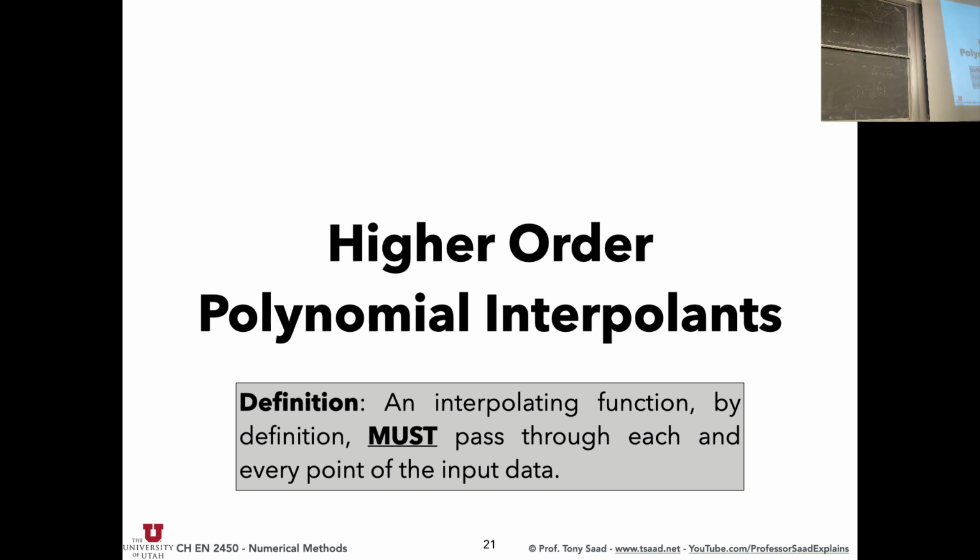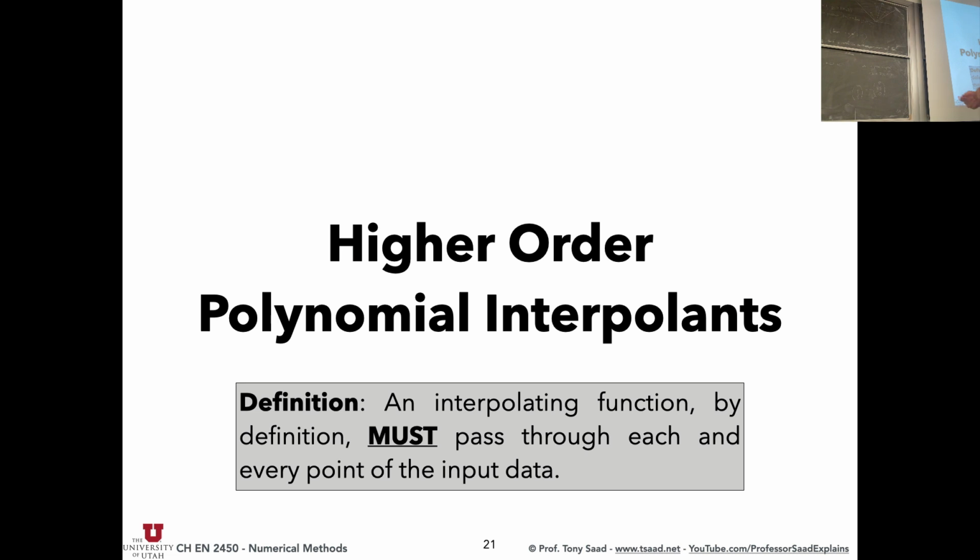First definition is that an interpolating function, whatever it is, be it a straight line, a parabola, a cubic polynomial, a sine or cosine function, any interpolating function, by definition, when you hear the word interpolation, must pass through each and every point of the input data. That's why I asked you, when we did the straight line, to generalize it, to pass it through point x1, y1, and x2, y2. So that gave us 2 equations with 2 unknowns. Now we're going to take that and apply it to all sorts of functions, okay?